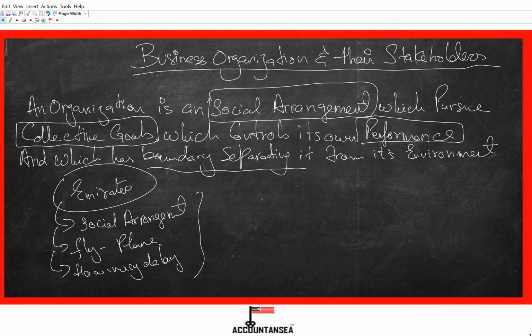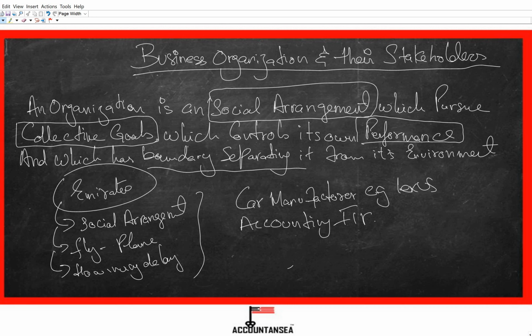Another example of an organization is a car manufacturer, for example Lexus, right? An accounting firm such as EY, Ernst and Young, all right. A charity organization such as Edhi organization in Pakistan, a local authority, a trade union, an army. They are all examples of organizations, right?